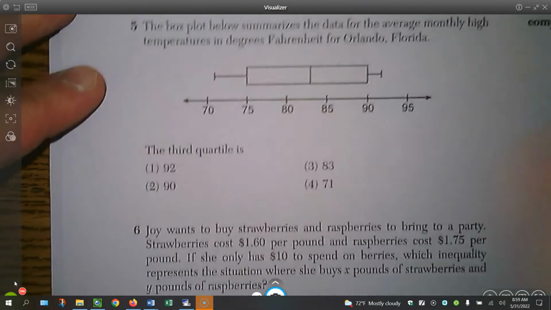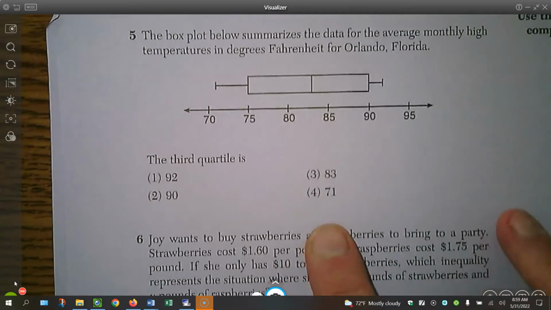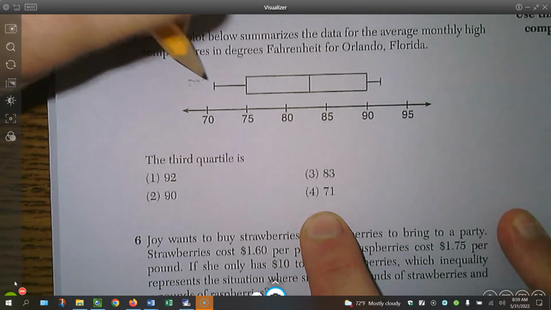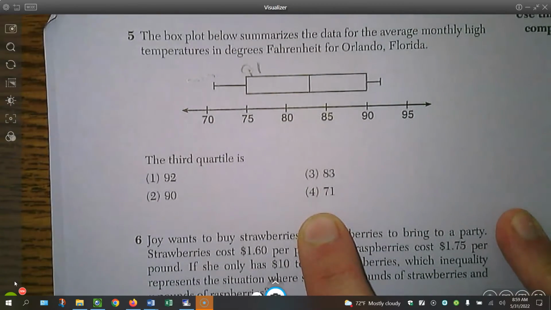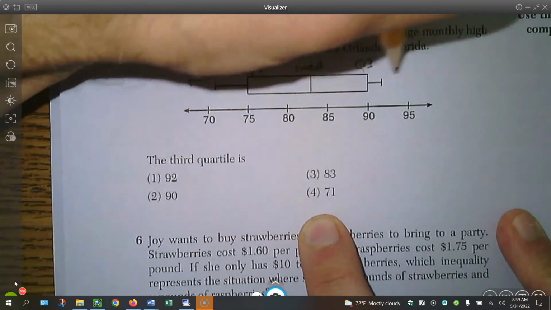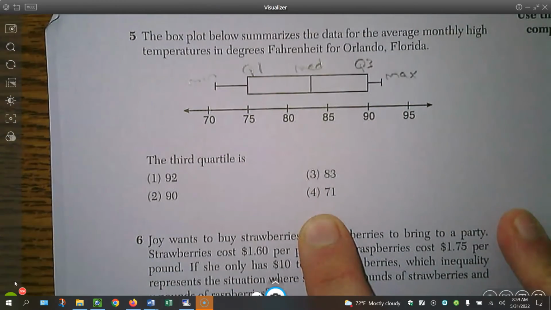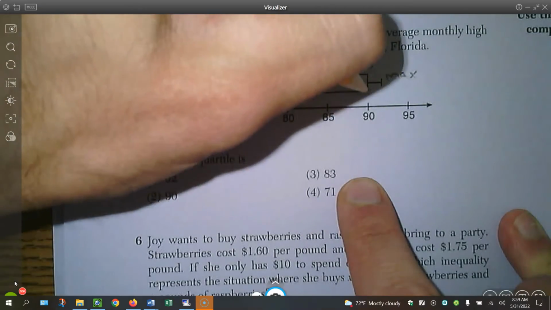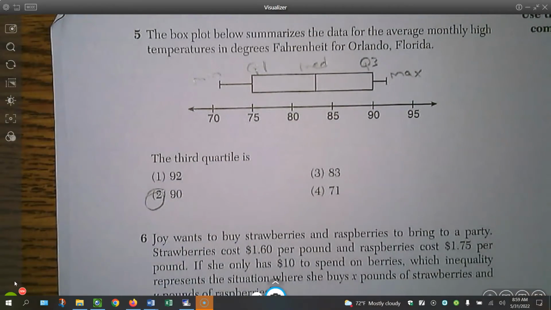Okay, question number 5. We want to know the third quartile. So just a reminder, this is the minimum. This is quartile 1. This is the median. This is quartile 3. And this is the maximum. So the third quartile is here at 90. All right, question number 6.